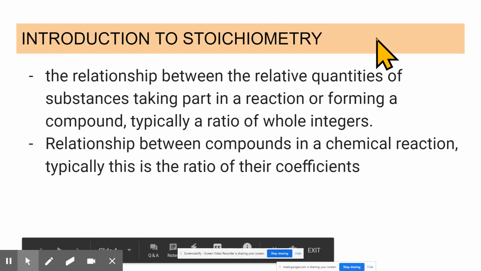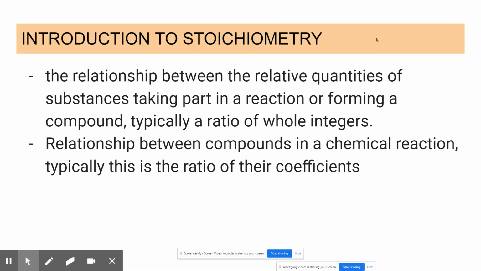All right, so today we're going to talk about stoichiometry. This is the first part of stoichiometry. The first thing you need to know is what stoichiometry is. Stoichiometry, guys, is simply the relationship between the relative quantities of substances taking part in a chemical reaction.